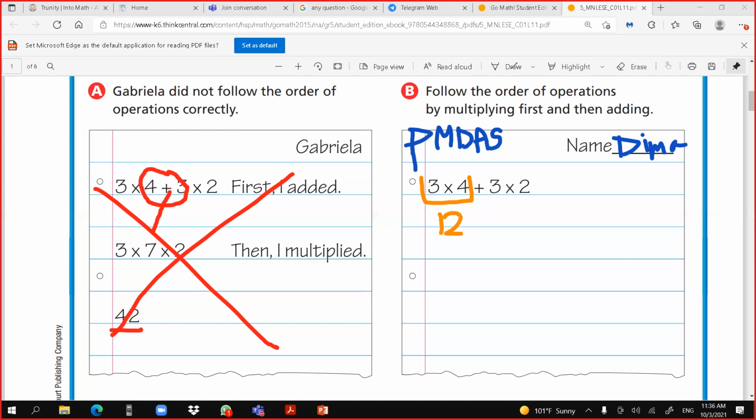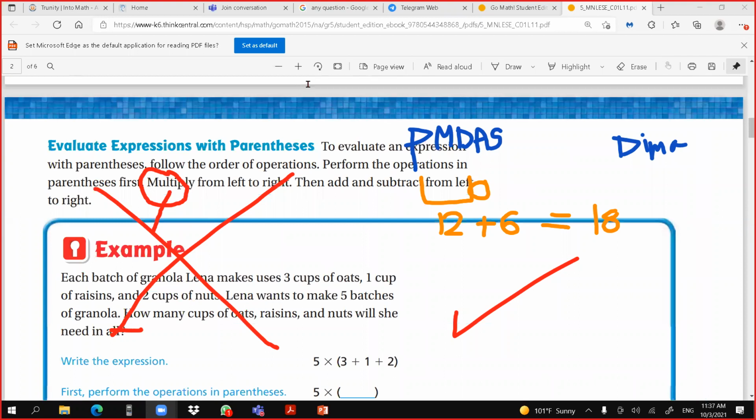12. Bravo. And then 3 times 2, 6. Then after here, we have a plus. We get the plus sign down. So now 12 plus 6 is 18. So who gets the high mark? Gabrielle or Dima? This one, because she follows the order of operations. Okay, and we will solve another example in order to understand.